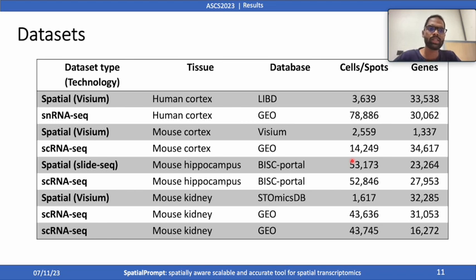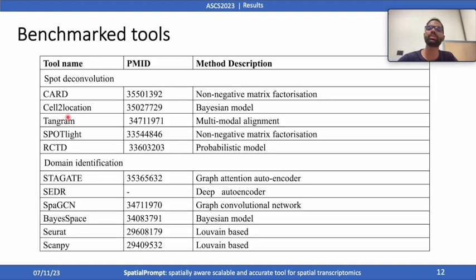To test our algorithm, these are the datasets we used. Sorry, there are a total of 9 datasets we used, four spatial and five single cell datasets for spot deconvolution, and these are the tools we benchmarked. There are a total of 11 tools we benchmarked. These are the tools for spot deconvolution, and these are for domain identification.